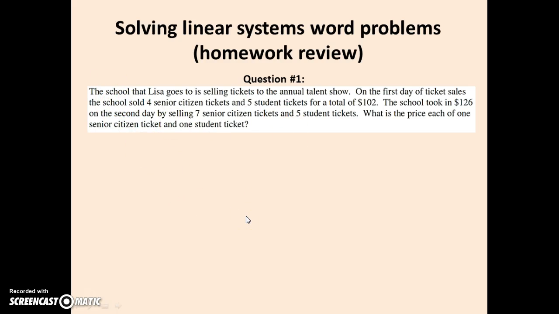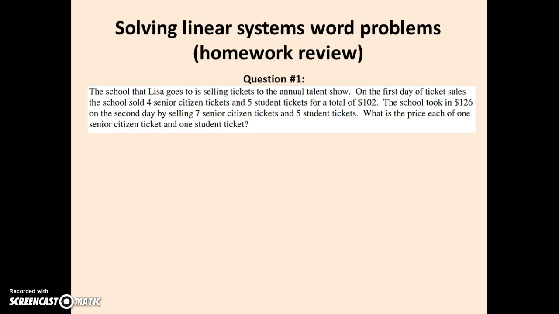The school that Lisa goes to is selling tickets to the annual talent show. On the first day of ticket sales, the school sold 4 senior citizens tickets and 5 student tickets for a total of $102. The school took in $126 on the second day by selling 7 senior citizen tickets and 5 student tickets. What is the price of each of 1 senior citizen ticket and 1 student ticket?